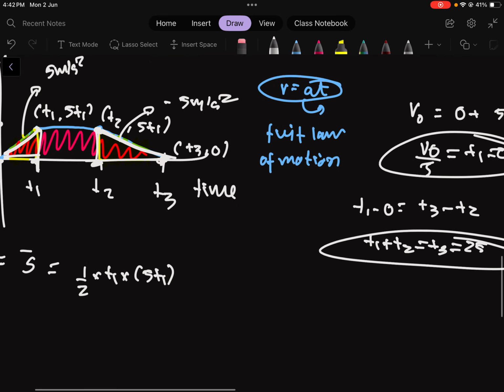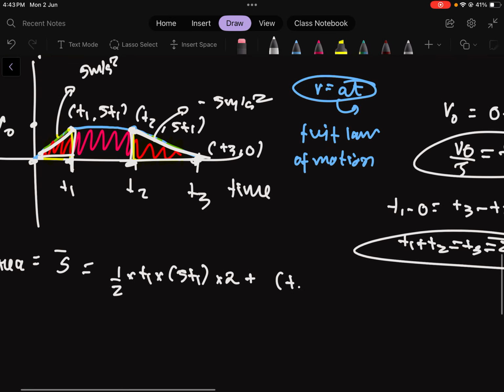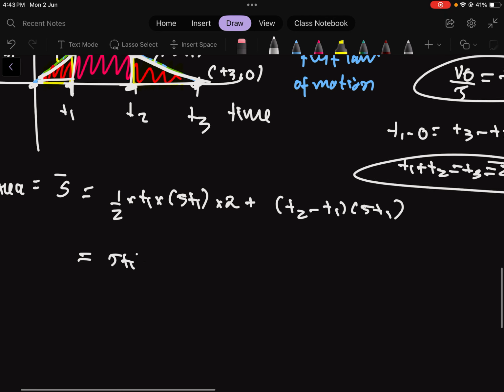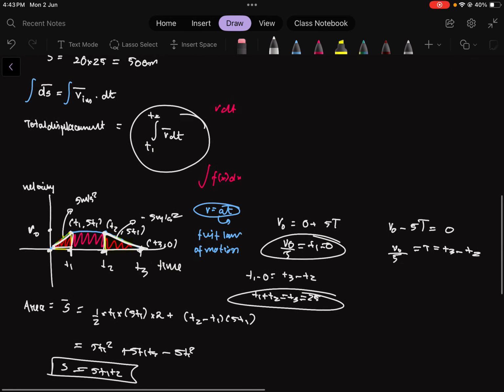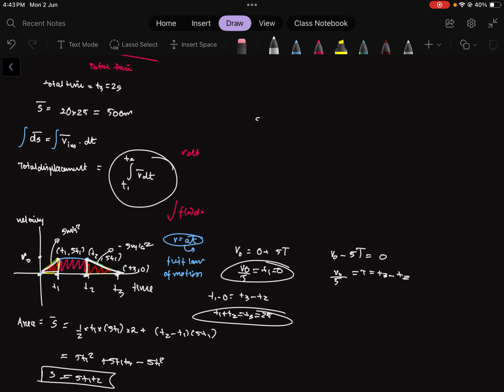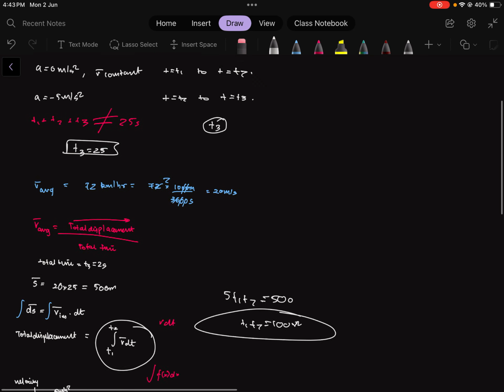So that's why the area of the two triangles also have to be the same, because the height is the same as well as the base of both the triangles. So you can just multiply this by 2, plus the area of the rectangle, which is t2 minus t1 into 5 times t1. So this gives you 5t1 square plus 5 times t1 t2 minus 5t1 square. So 5 t1 t2 is the area of the graph, which is the total displacement. Now total displacement is also equal to 500 meters. So 5 t1 t2 is 500 meters. t1 t2 is 100. Not meters exactly, just 100, because we're dealing in magnitudes at this point.